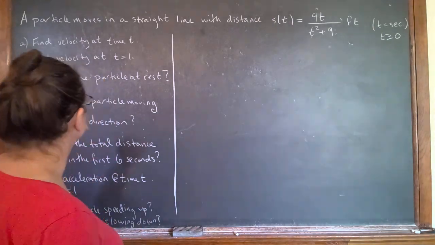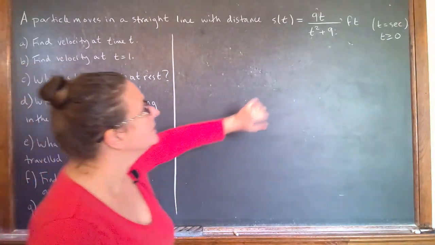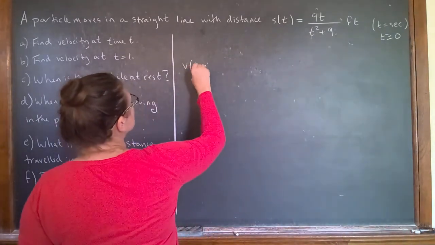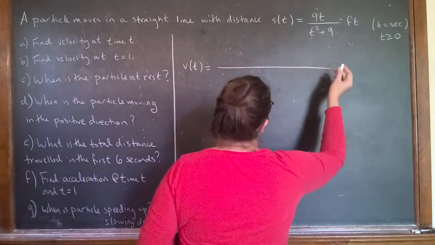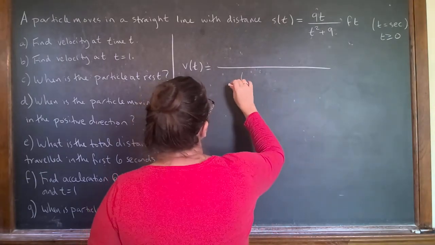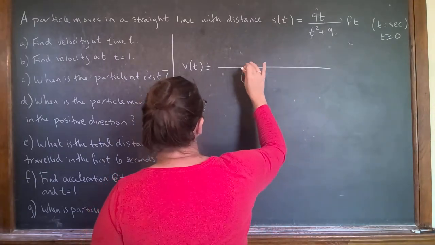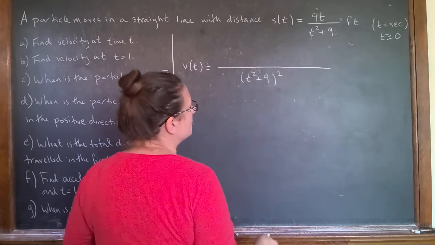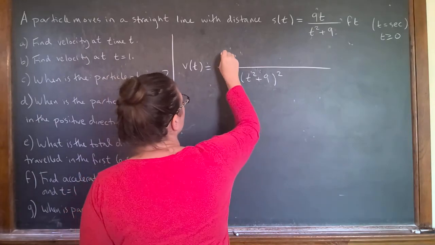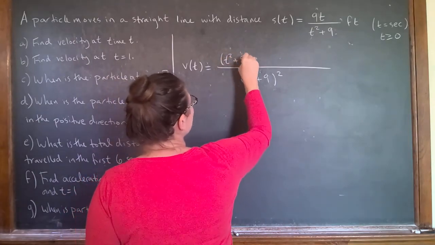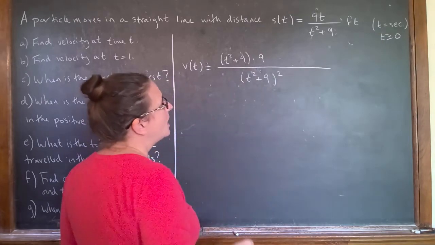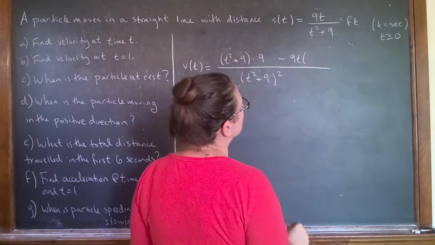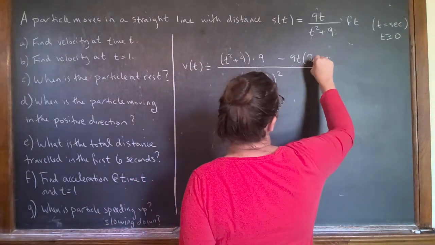So the first questions are asking me about the velocity, so I need to take the derivative of this. Of course, this is a quotient, right? So this would be t squared plus 9 squared in the bottom. And then I have t squared plus 9 times the derivative of the top, which is 9, minus 9t times the derivative of the bottom, which should be 2t there.